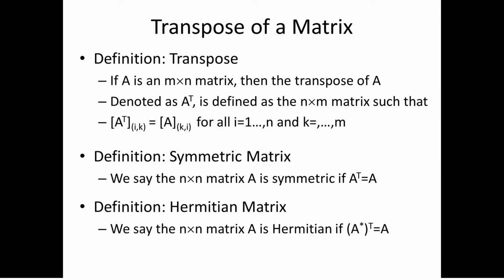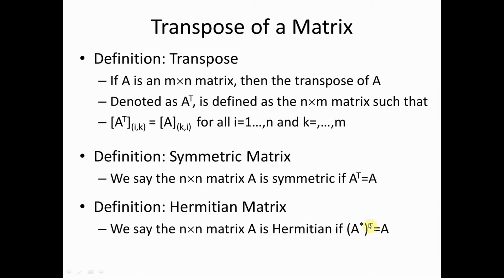Hermitian is a little more complicated. It basically says that if we have an n by n complex matrix A, so it doesn't have to be real now, then if we take the complex conjugate of the elements, that's what this star represents here, and then the transpose, we get back the original elements.